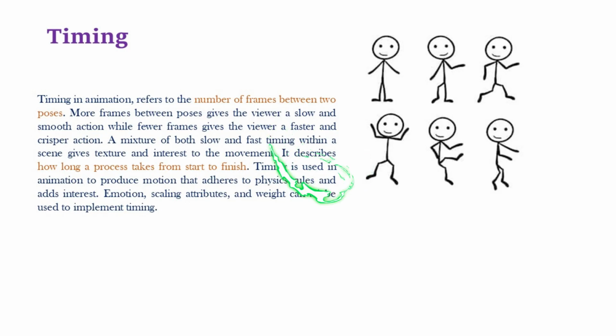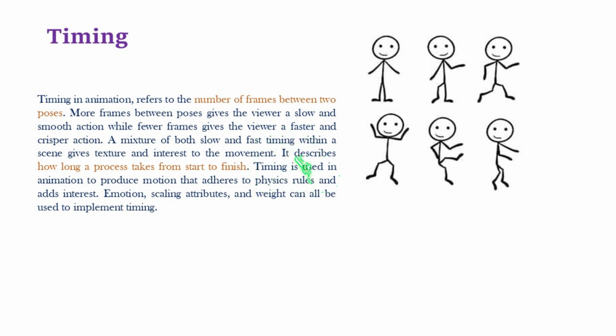Timing in animation refers to the number of frames between two poses. More frames between poses gives the viewer a slow and smooth action, while fewer frames gives the viewer a faster and crisper action. A mixture of both slow and fast timing within a scene gives texture and interest to the movement. It describes how long a process takes from start to finish.